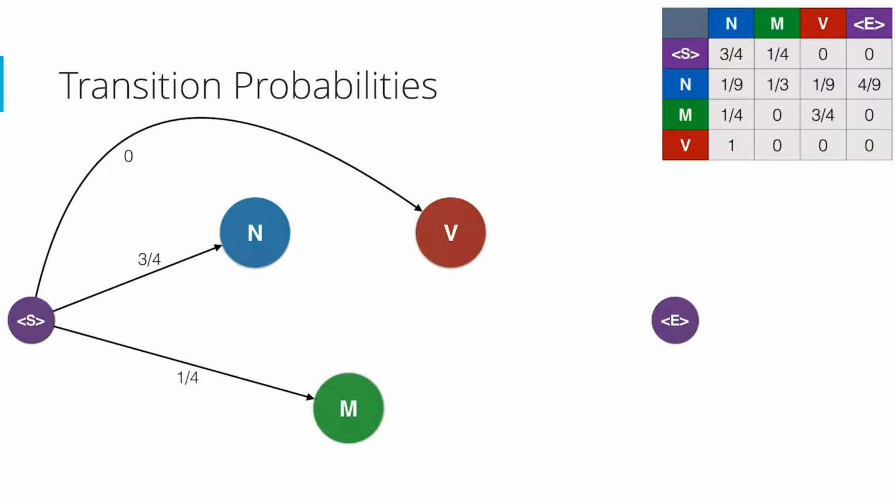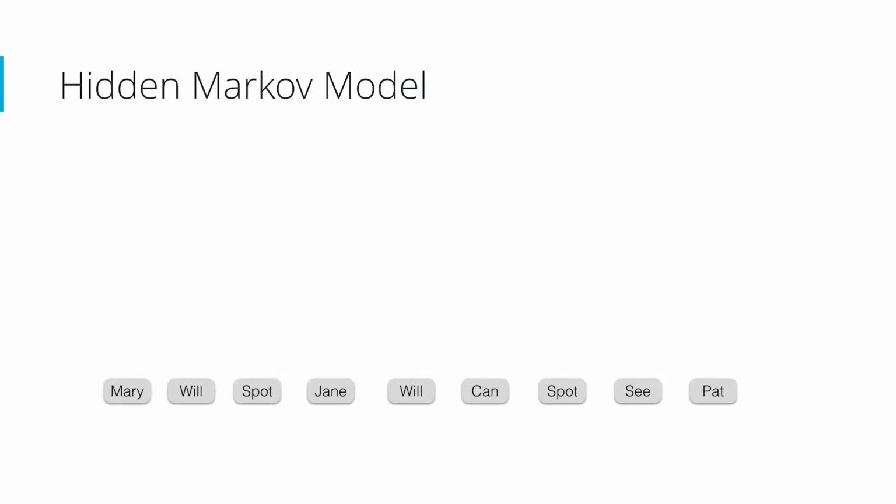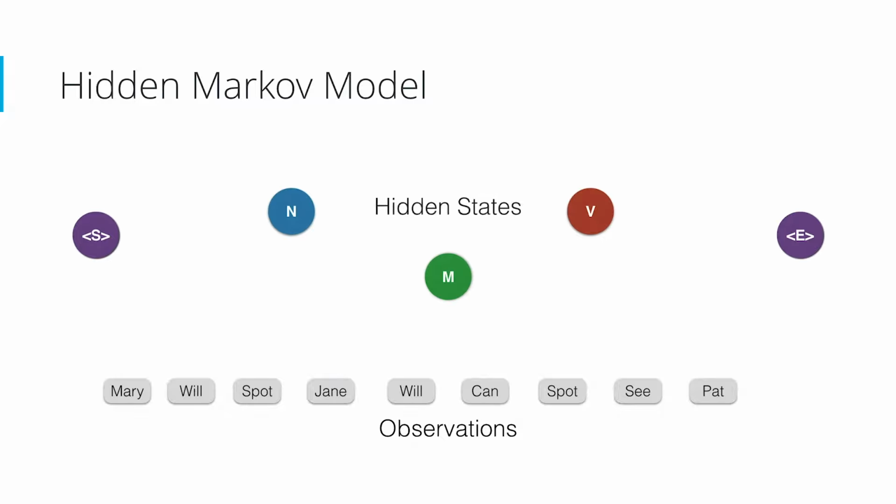We draw our parts of speech and arrows between them with the transition probabilities attached to them. And as a final step, we combine the two previous graphs to form a hidden Markov model. We have our words, which are observations. These are called the observations because they are the things we observe when we read the sentences. And the parts of speech are called the hidden states, since they are the ones we don't know and we have to infer based on the words.